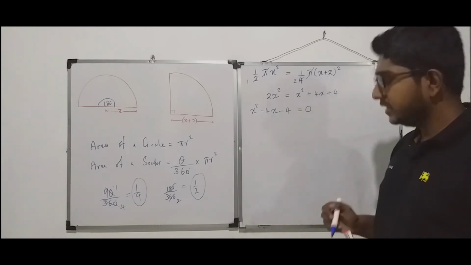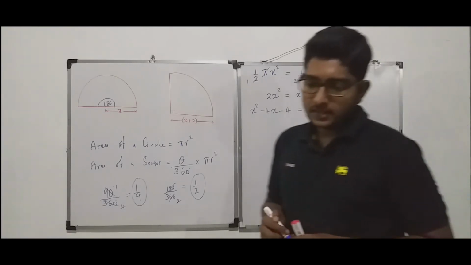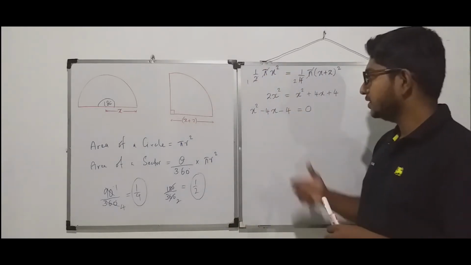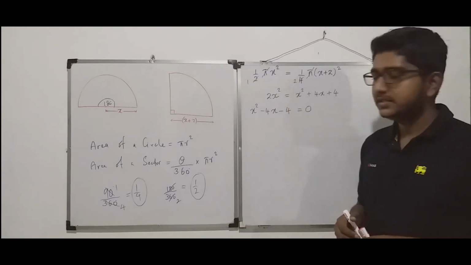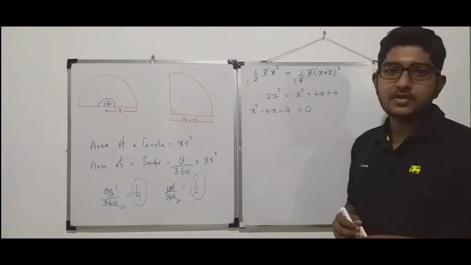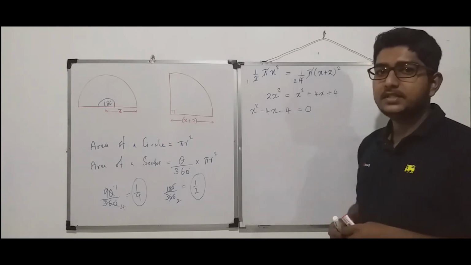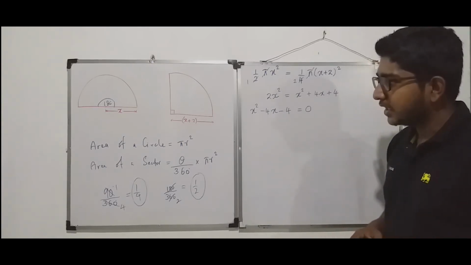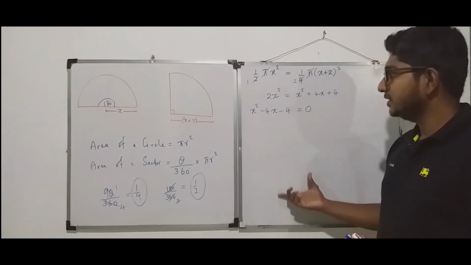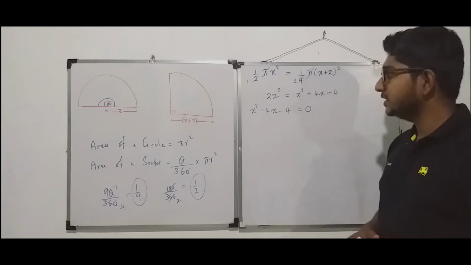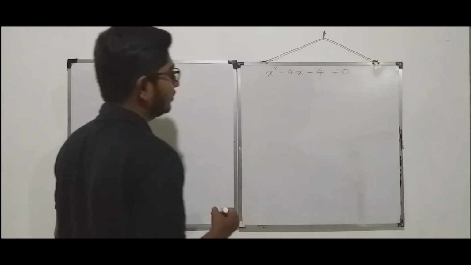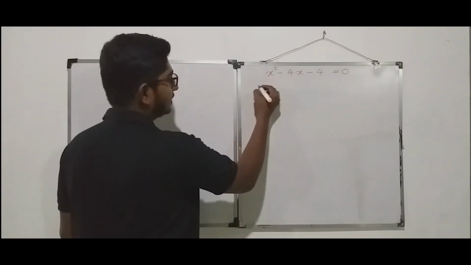So this is the quadratic equation, and we have to solve this quadratic equation using the completing square method. I am using the completing square method here. The other method is the formula method, which I'm not going to use. So using the completing square method, we can solve this. Okay, now let us see how to solve this quadratic equation using the completing square method.